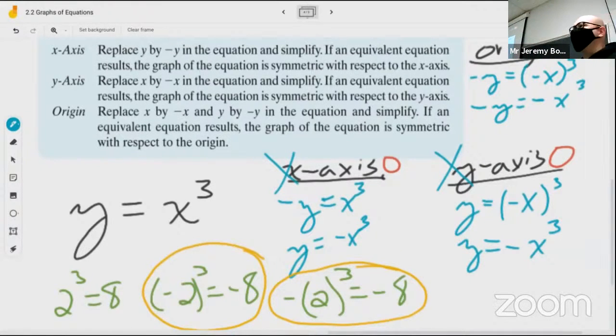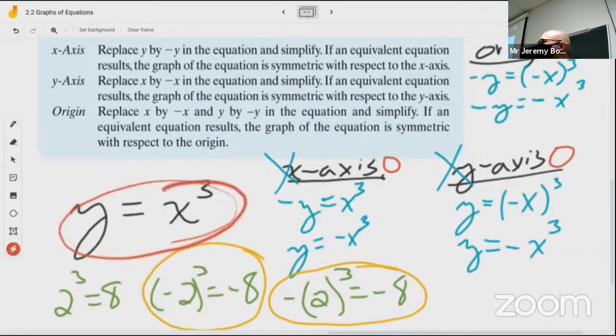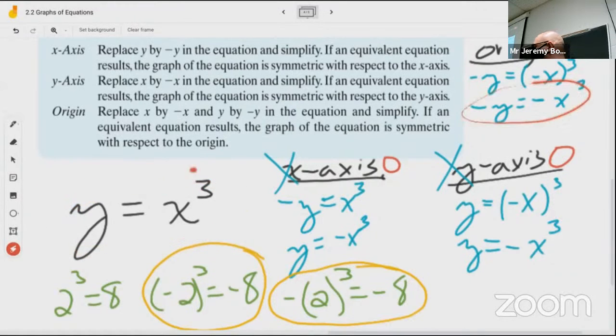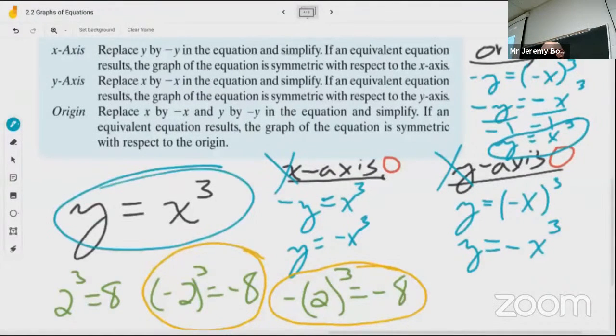Anything I can do to evaluate that? Remember where we want to get to. We want to get to this, right? Anything I can do to get this to this within the rules of algebra? Yeah, divide both sides by negative 1, right? The equal relationship will remain. I'm just going to have y is equal to x to the third, which is equivalent to that. So the origin is yes. This is symmetric with respect to the origin.